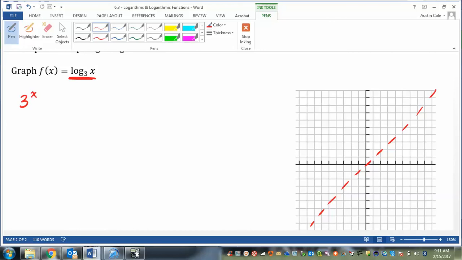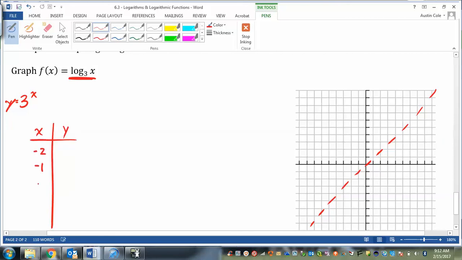Okay? Now, these two functions are inverses of each other. 3 to the x, or I could say y equals 3 to the x, and log base 3 of x, they are inverse functions. So if I can graph this one and find the x and y coordinates of this one, and just switch them, I will get that one. Okay? So I'm going to make an x and y table here. -2, -1, 0, 1, and 2. How do I pick those numbers? I'm just picking them.